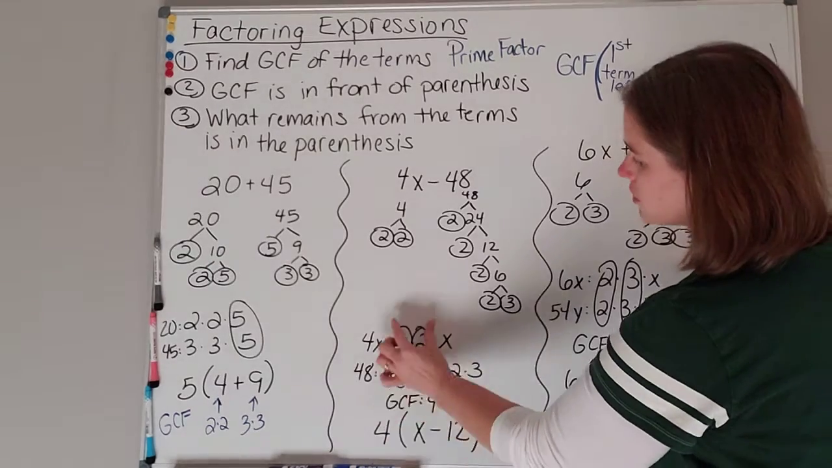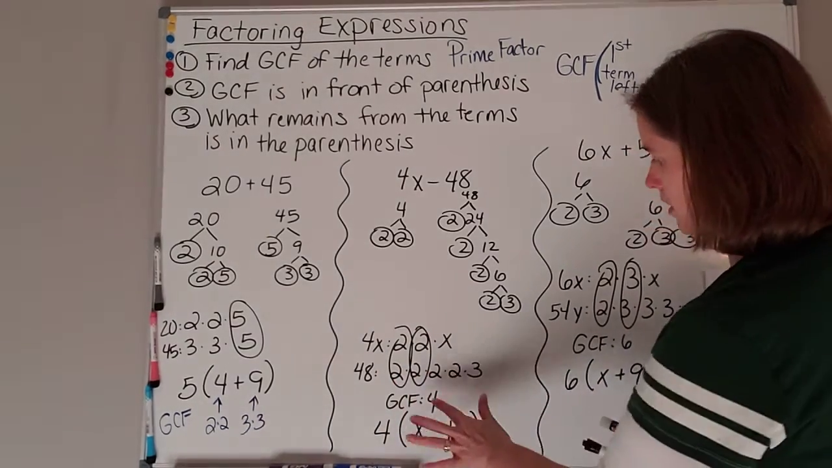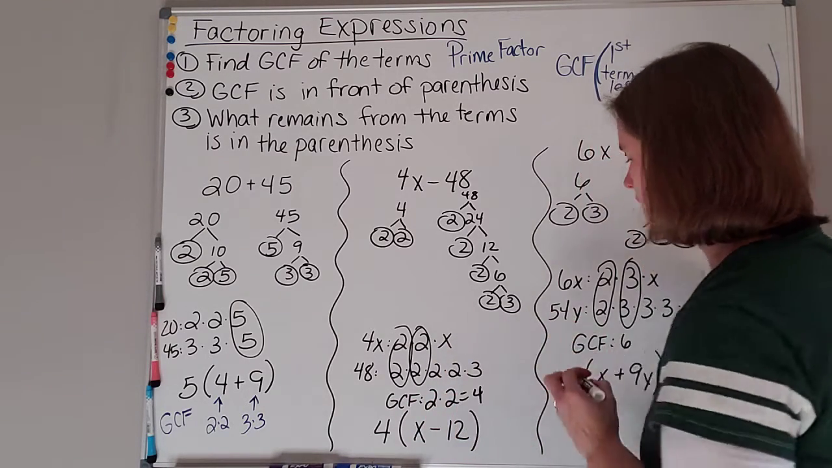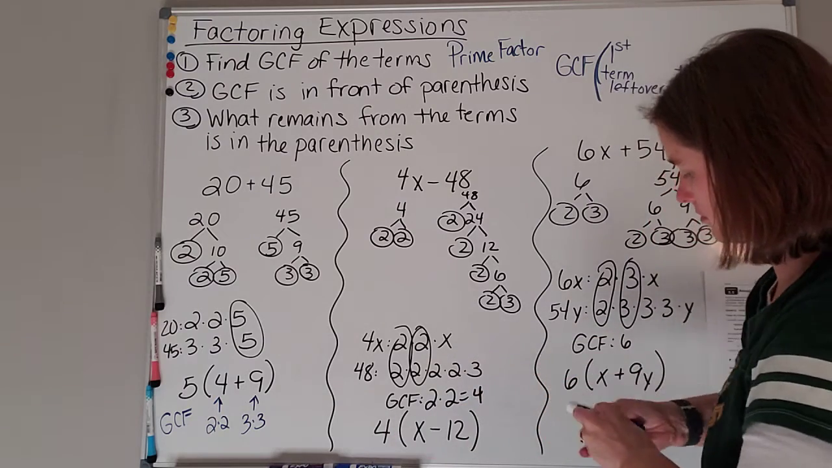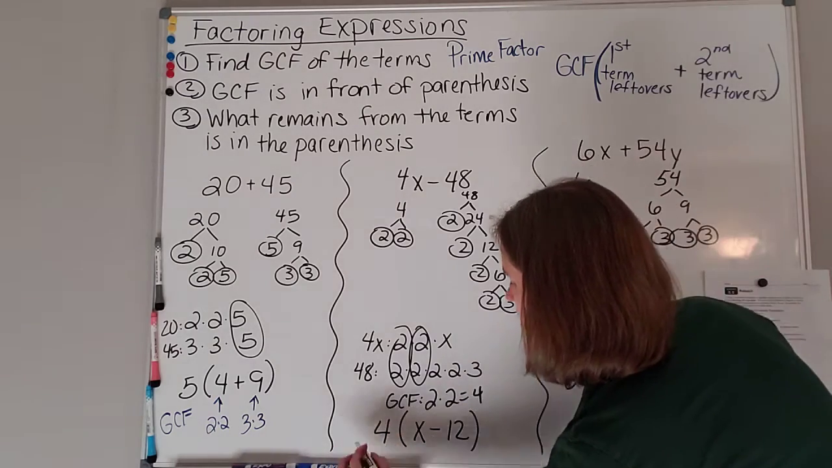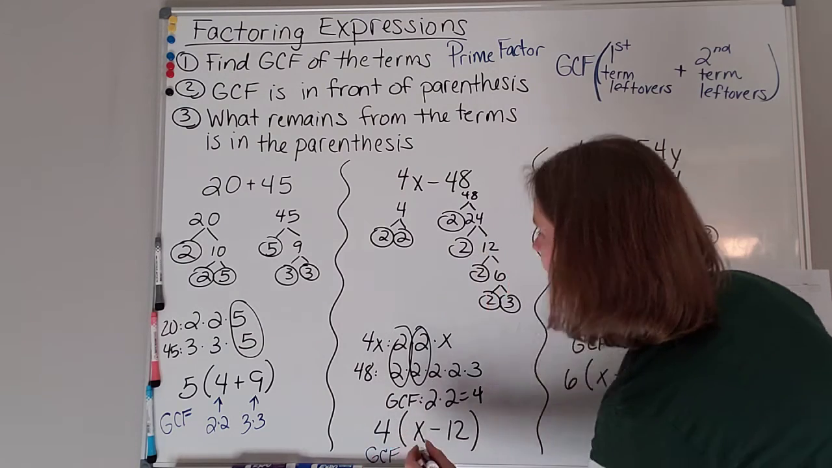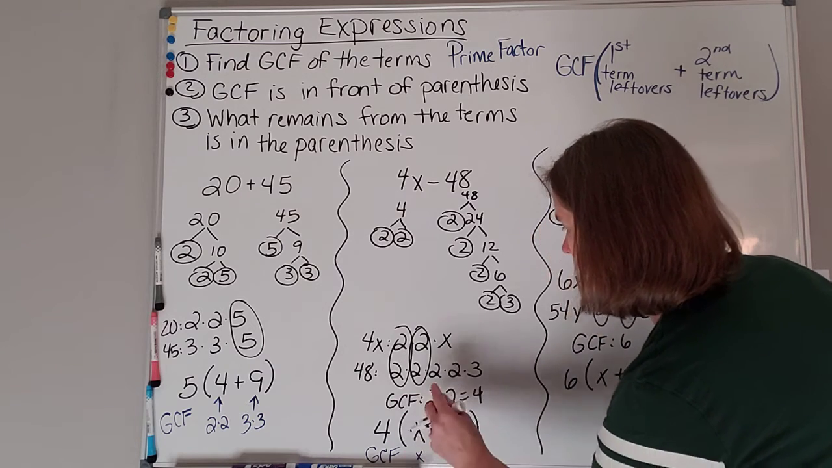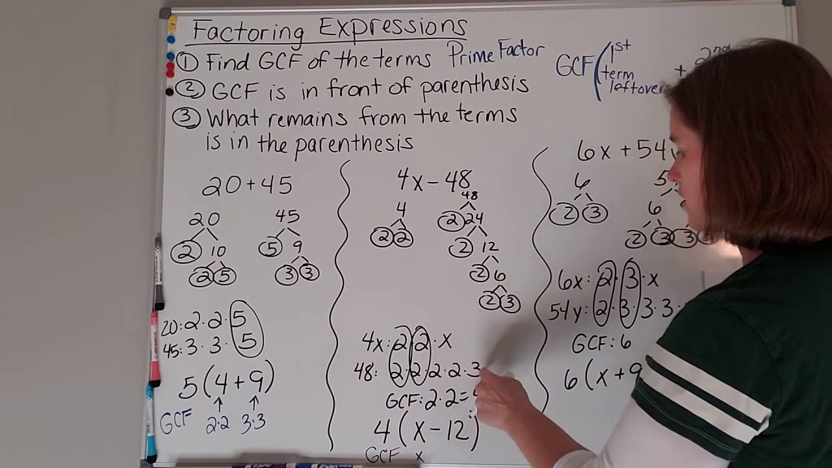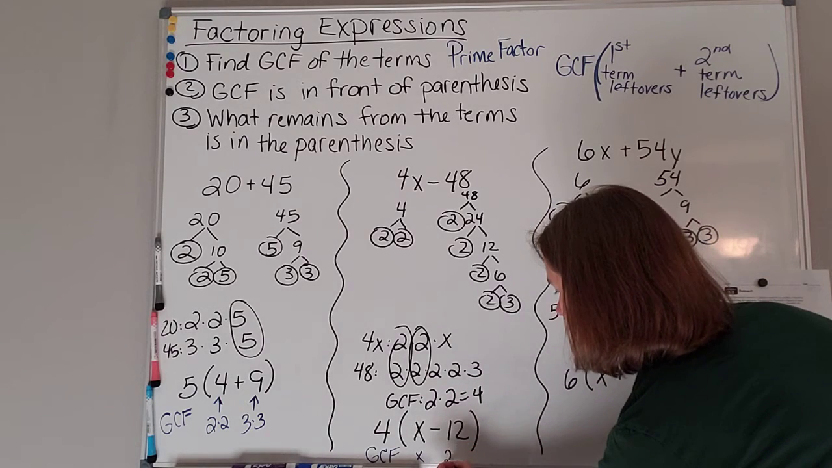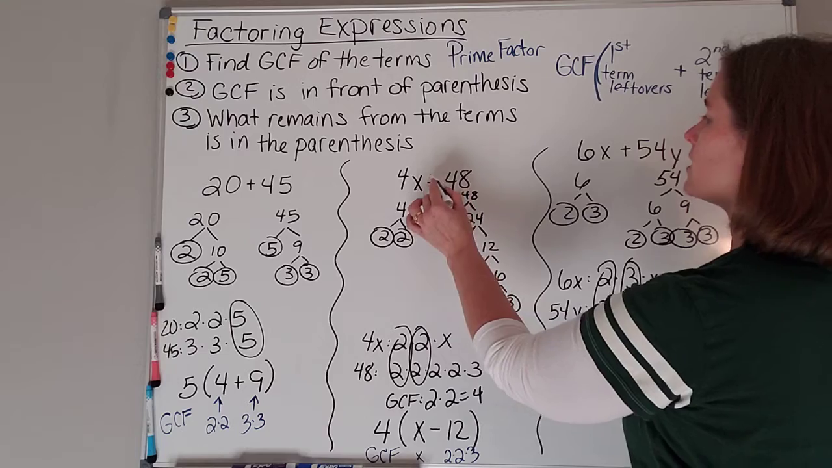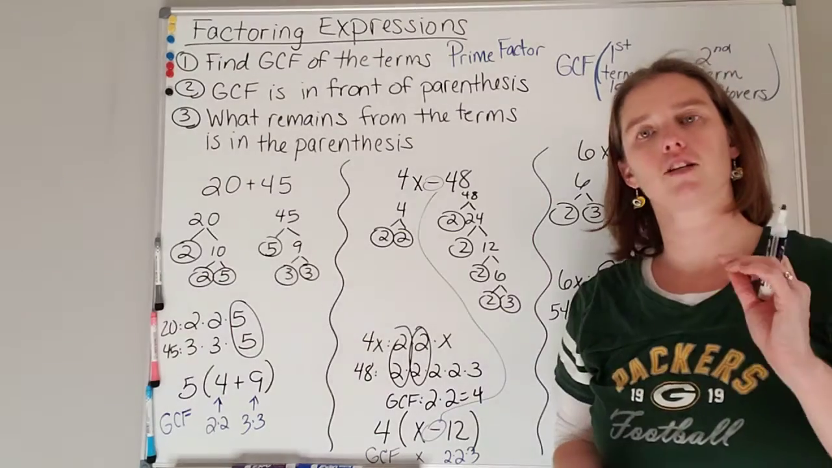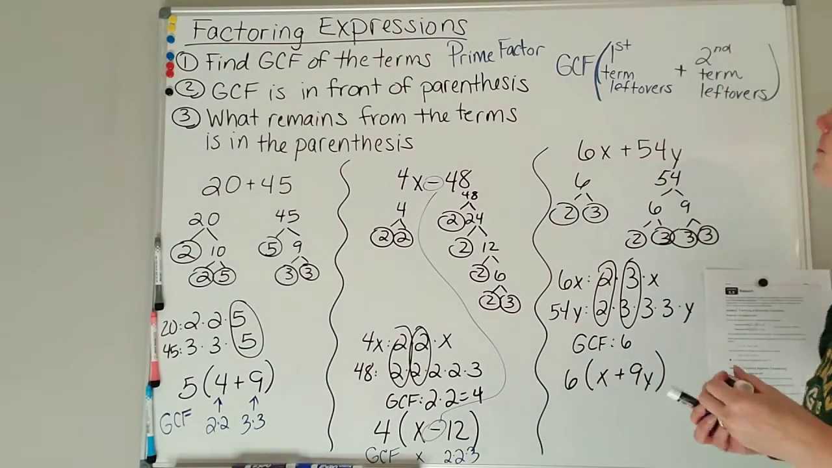Now, what's in common? 2 sets of 2s. So I've got to multiply them together. In fact, I will even rewrite it as 2 times 2, which is 4. There's my GCF. What's left for my first term, 4x? Just my x. What's left from my second term of 48? 2 times 2 times 3, which is 12. And you'll notice it was a minus up here. It's now a minus right there. The sign doesn't change.